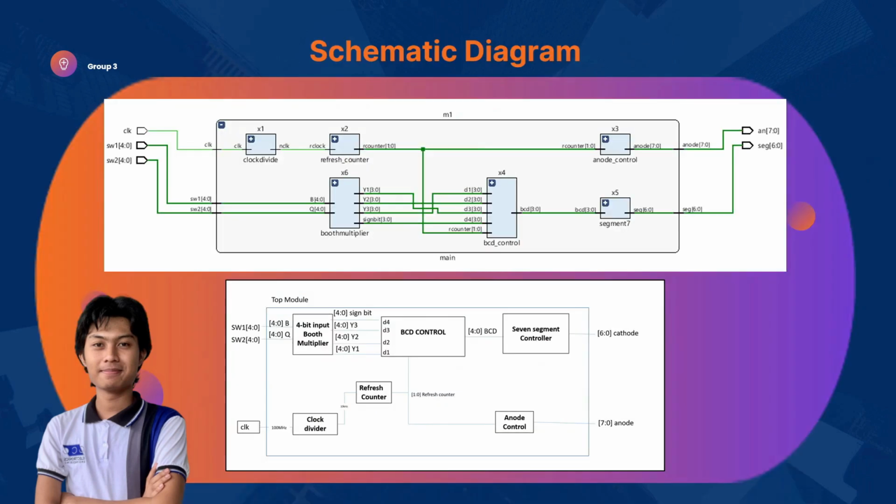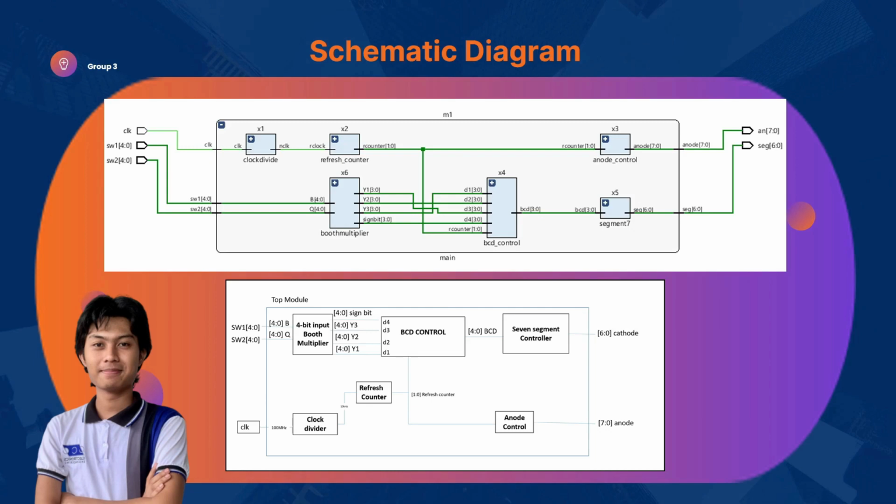Let's proceed to the schematic diagram of our design. As you can see, our top module for the design matches the resulting schematic diagram in Vivado, which means that the architecture of the code has no problem. This presents blocks for the booth multiplier, clock divider, refresh counter, anode control, BCD control, and 7-segment controller. This design aims to display the product of two 4-bit inputs B and Q on a 7-segment display, switch 1 and switch 2.